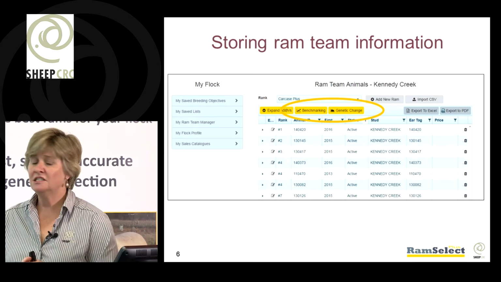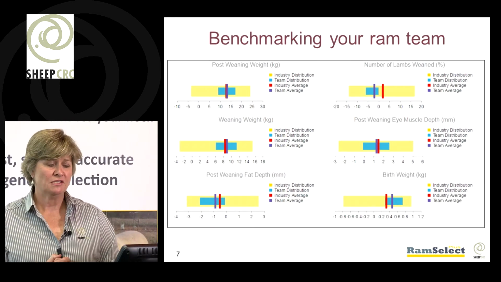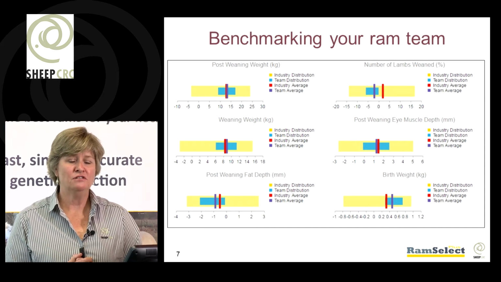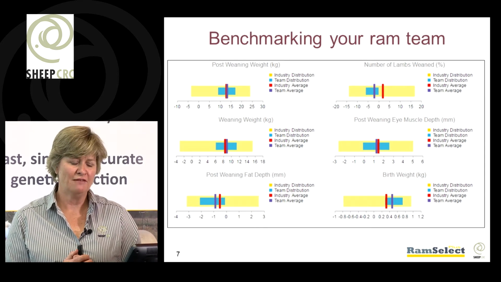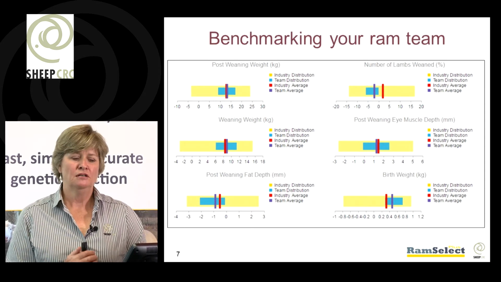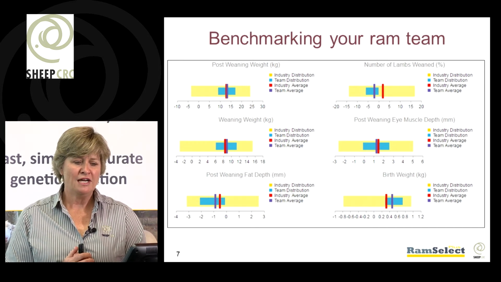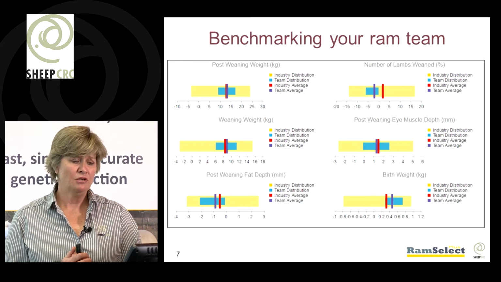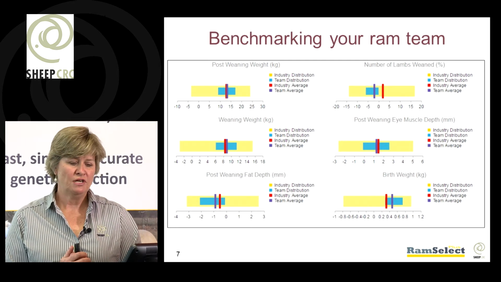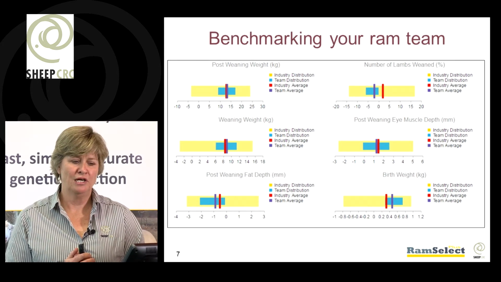The benchmarking facilities within RamSelect are also very powerful. So for the Kennedy Creek RAM team that we have on this site, you can see for each individual Australian sheep breeding value, we can have a look at the range that exists within industry, which is the yellow box, from the 0 to the 100th percentile. We've got the range that exists within the current RAM team that we're looking at, which is the turquoise box. And then we have the industry average, which is the red bar, and the average of that RAM team, which is the purpley blue coloured bar.